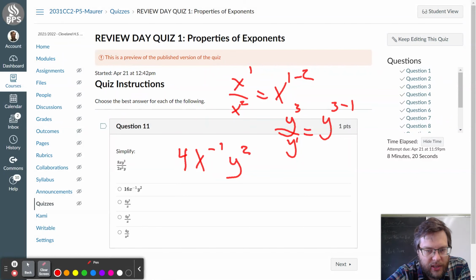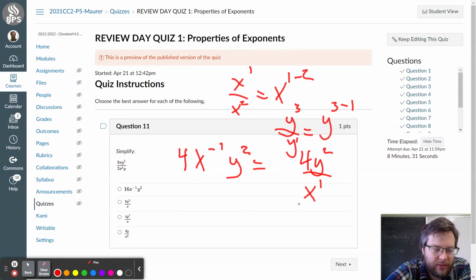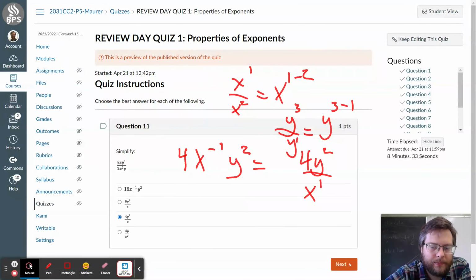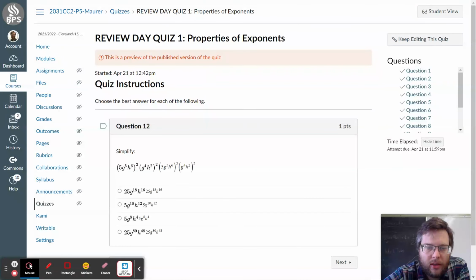And you'll notice this is not one of the answers that they allowed. So I'm using the idea that a negative power can be thought of as division. So 4y squared divided by x to the first power. There we go. Moving right along.